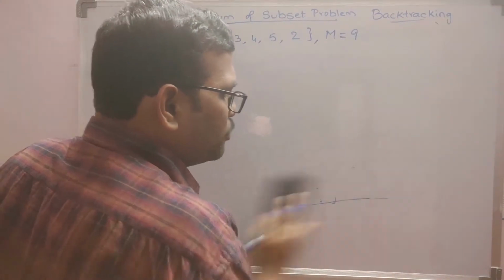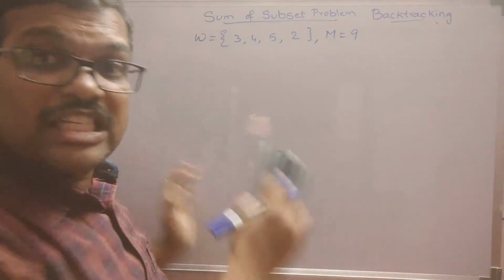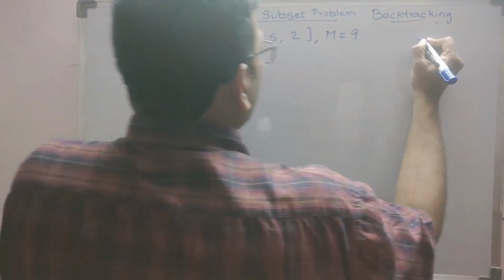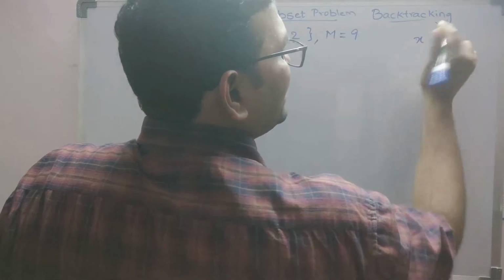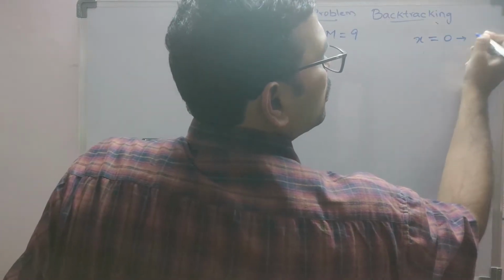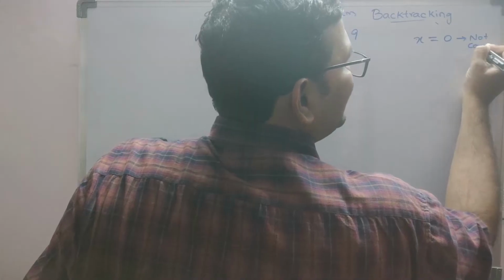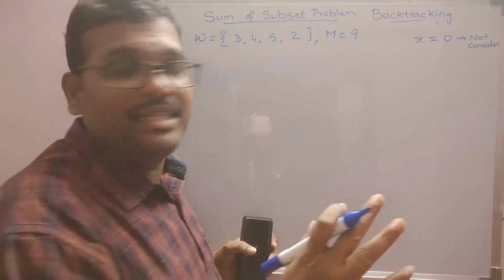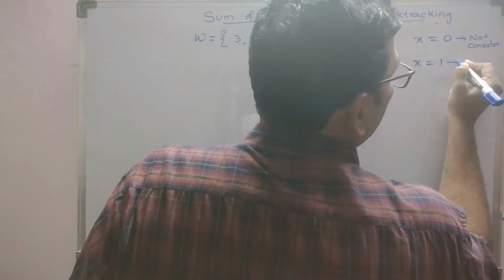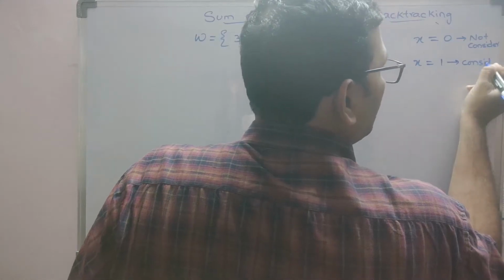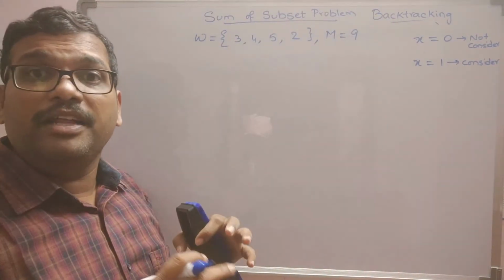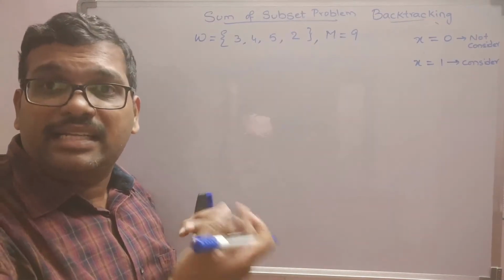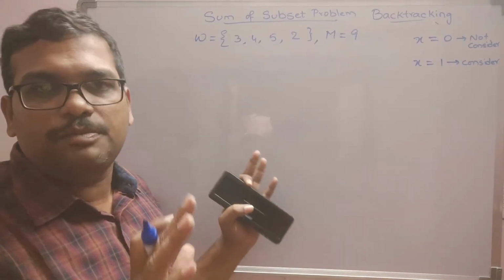Now we are supposed to find the solution using the state space tree. For example, consider them as x1, x2, and so on. If x is equal to 0, that implies not consider. If x is equal to 1, it implies consider. So we need to check each and every possibility for all the elements, with inclusion and without inclusion.